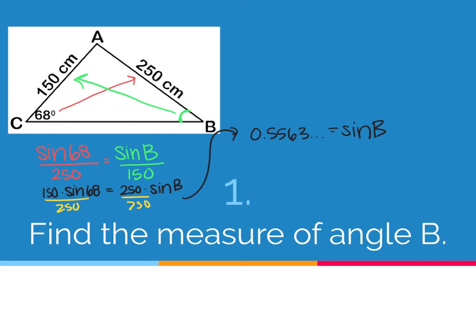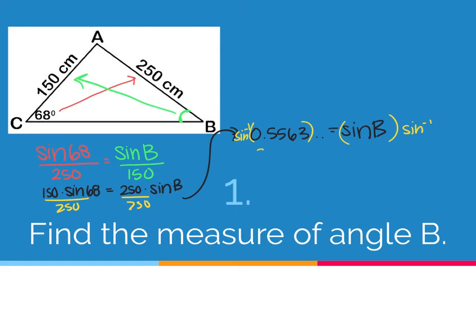Now, to solve for angle B, we have to use the inverse of sine. So remember that is taking sine inverse, and I'm going to do that on both sides. When I put this in my calculator, I'm going to hit second sine to get to sine inverse, and then I'm going to put my number in, 0.5563 and so on.